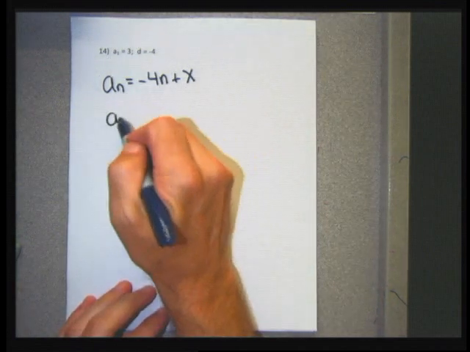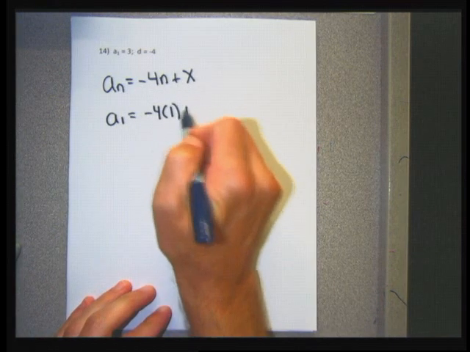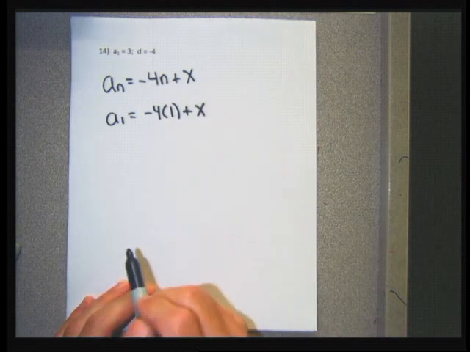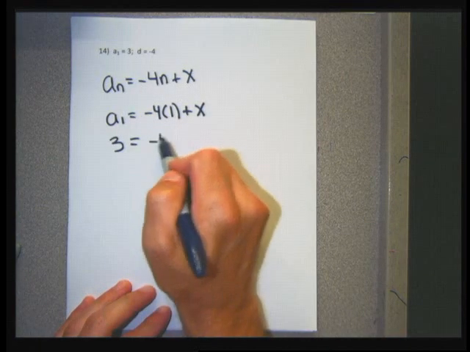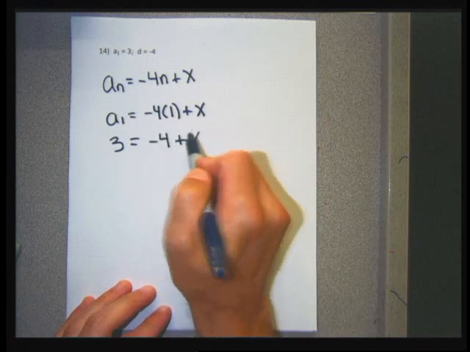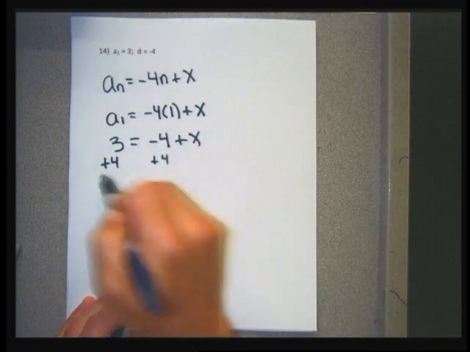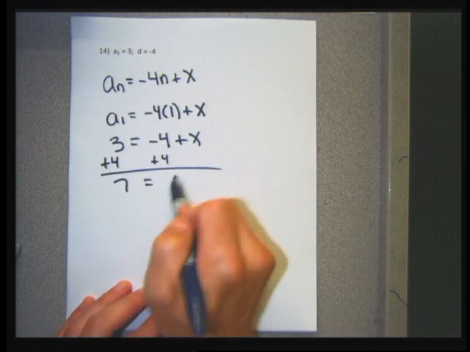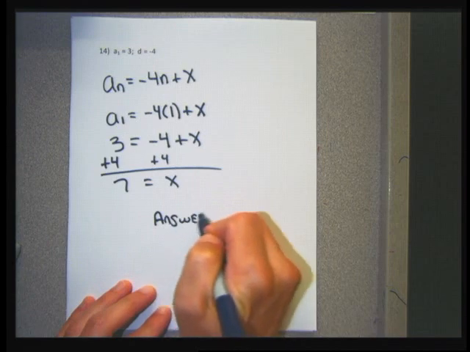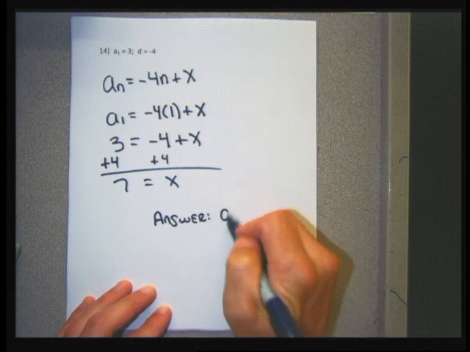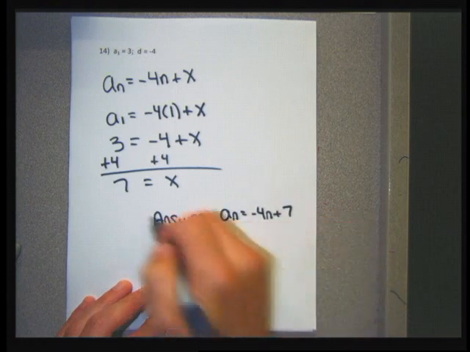I do that by first replacing the n with 1 on both sides of the equation. Then I'm going to replace the a1 with what it's equal to, which is 3. Multiply the negative 4 and 1 on the right side and solve for x. I get 7 equal to x. So my answer in this particular case is a sub n equals negative 4n plus 7.